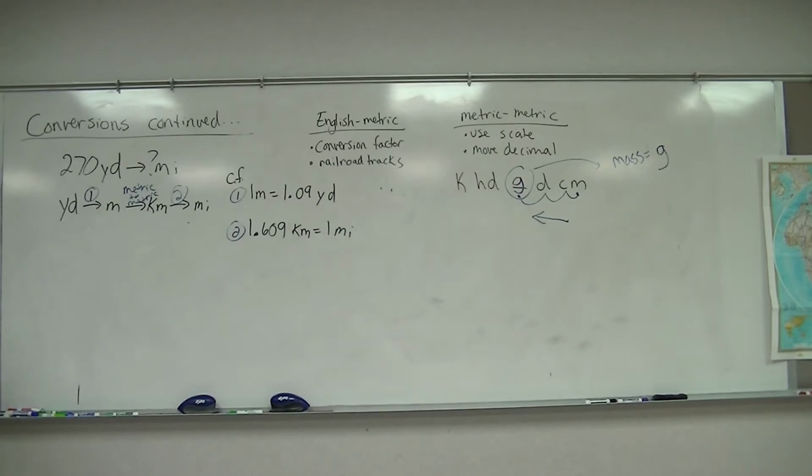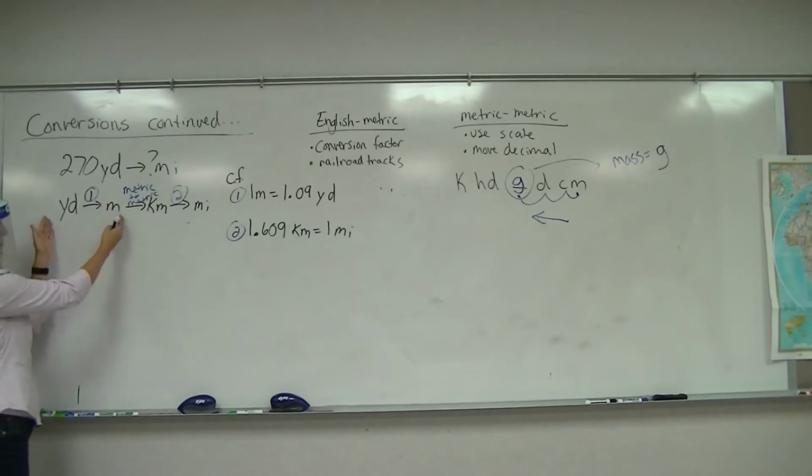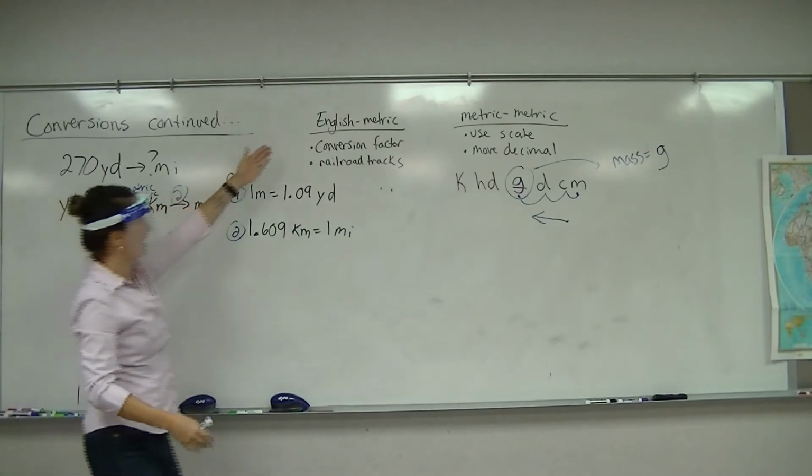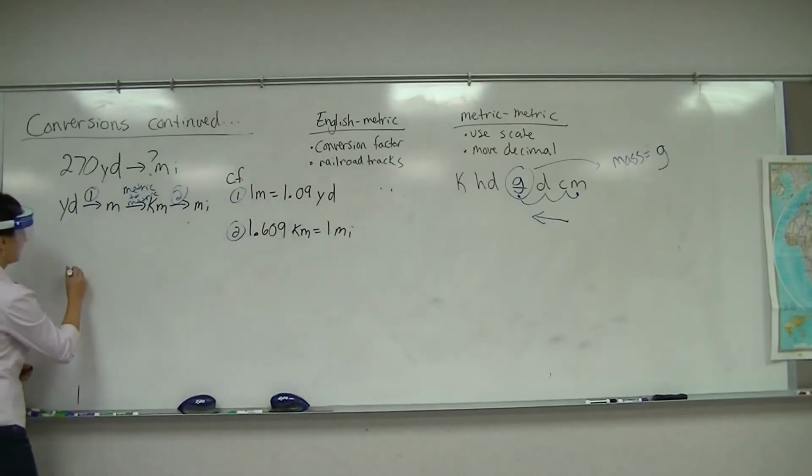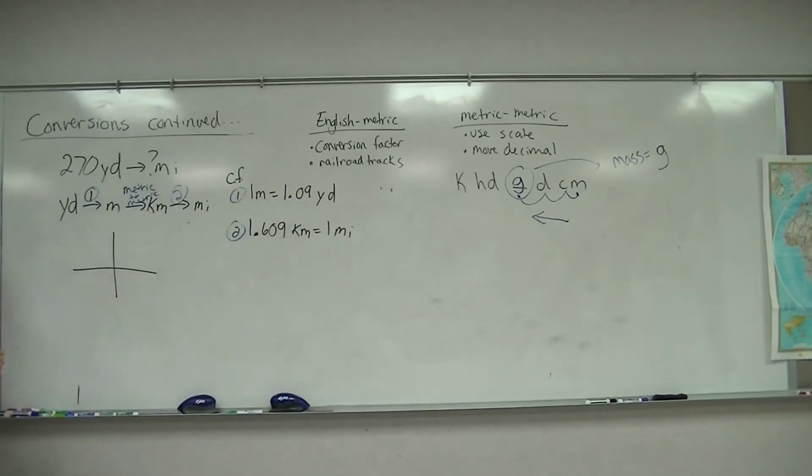So let's try it now. We have a plan. Let's put it to use. We're going to take it step by step. Our first step is an English to metric step. With English to metric steps, we're going to use a conversion factor and we're going to do the railroad tracks. So I'm going to start with my plus sign. When I do my plus sign, what's going to go in this upper left-hand corner? 270, the original number in the question.